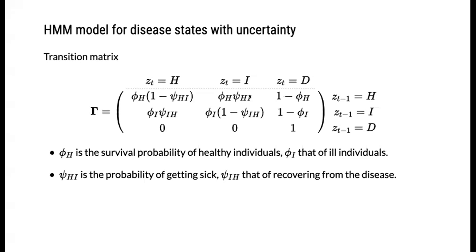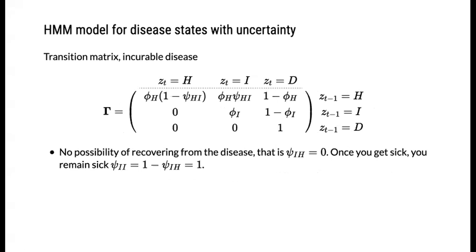Okay. Now, it might be that we model another disease, and a disease that cannot be cured. So how would we do that? From the transition matrix, it's easy. It's just a matter of saying that you cannot come back from the state sick. So the psi probability, the transition probability from infected to healthy is zero. Okay, once you get sick, you remain sick, and you cannot recover.